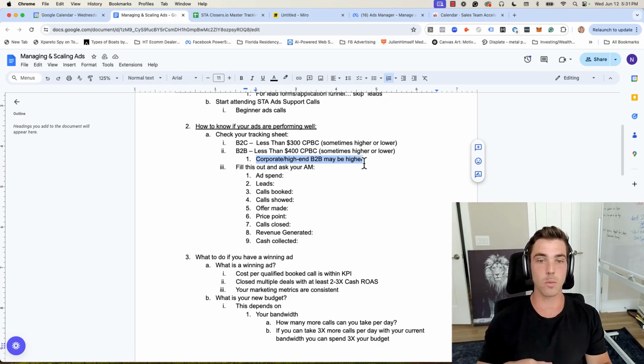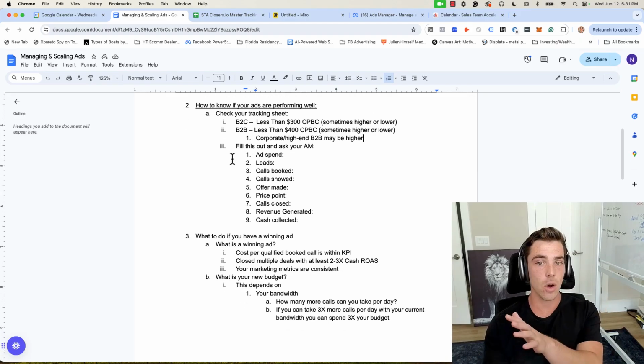If you're selling more corporate B2B or just higher end B2B where you have a higher ticket price point, and if it's a smaller market, so there is a little bit of nuance. Just default to asking your AM what to look for based on your specific offer. Okay, but this is kind of a benchmark to look at, okay?